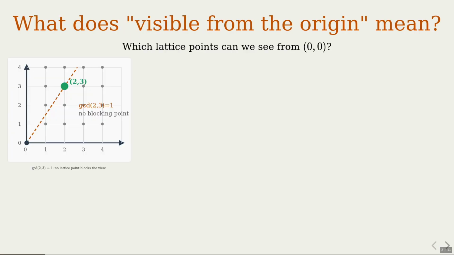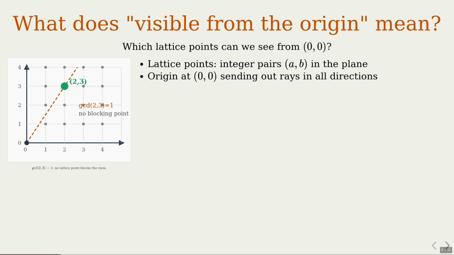Picture the integer grid in the first quadrant and stand at the origin. Draw rays from the origin to different lattice points. Some points are the first ones you hit along their ray, and others are blocked behind them. Lattice points are integer pairs, a and b, in the plane. The origin is at 0, 0, sending out rays in all directions.